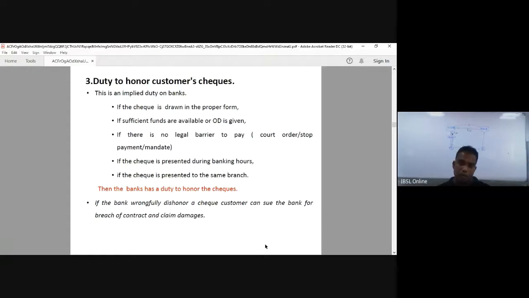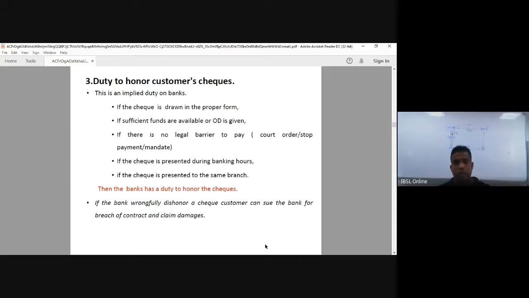However, this duty is subject to certain conditions. You have to remember this. This is an implied duty on the banks. This is not written anywhere, not in the account opening documents or general business banking. It is not mentioned. However, it is an implied duty. The bank has a duty to honor the check if these conditions are fulfilled.